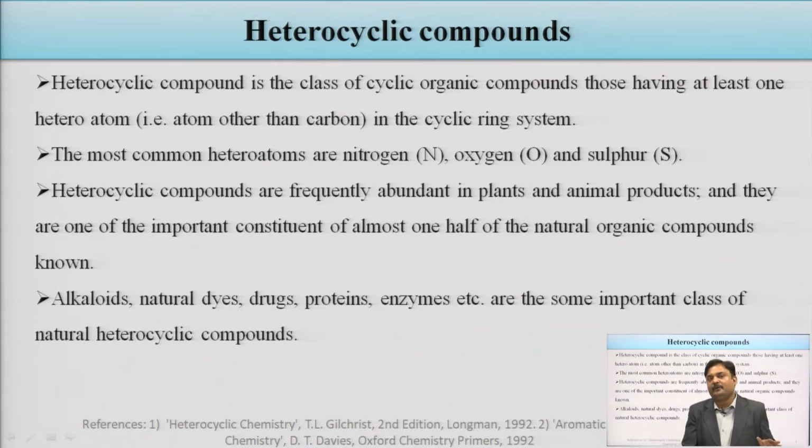You can just imagine the importance of these heterocyclic compounds when I say that they are widely distributed in nature, both in plants as well as in animals, and they form almost one half of the total natural organic compounds known till now. For example, alkaloids, glycosides, natural dyes, drugs, proteins, enzymes and coenzymes, all of these compounds which have so much importance for our body and our daily routines, are important classes of natural heterocyclic compounds. So, you can imagine how important heterocyclic compounds are.